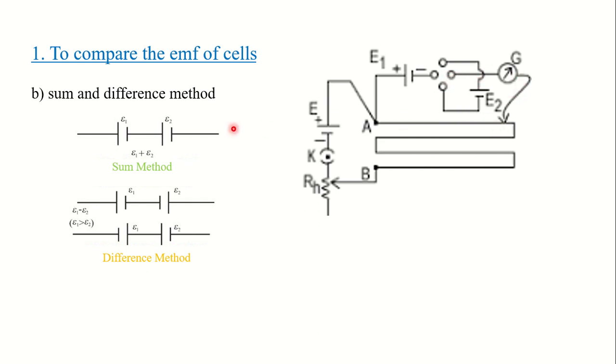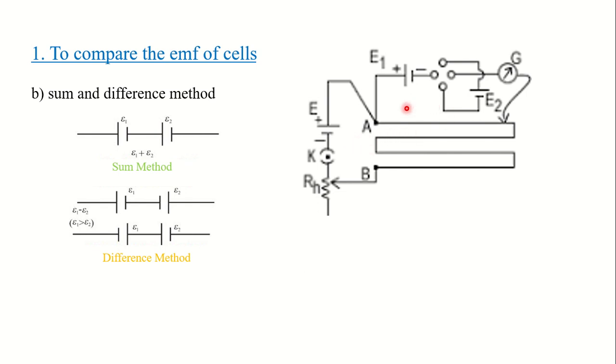Okay, so here both the cells are assisting each other. So we have taken the sum position first, that is this key is closed and this key is closed. So you will get E1 plus E2, that is the sum of the EMFs.